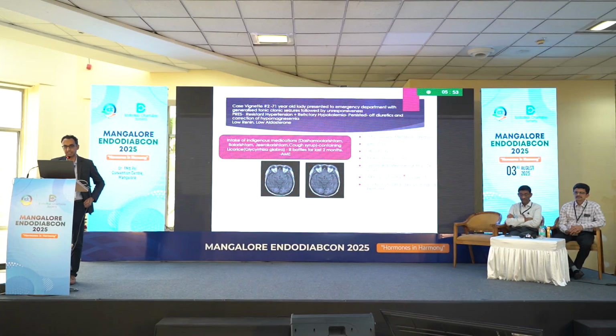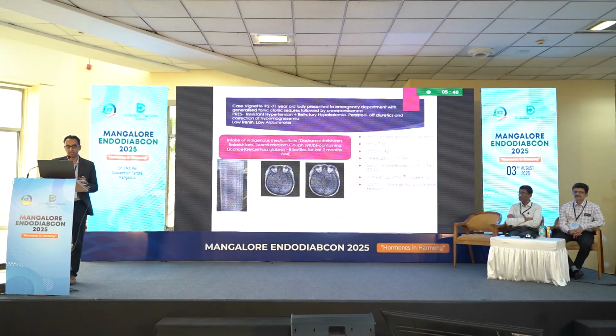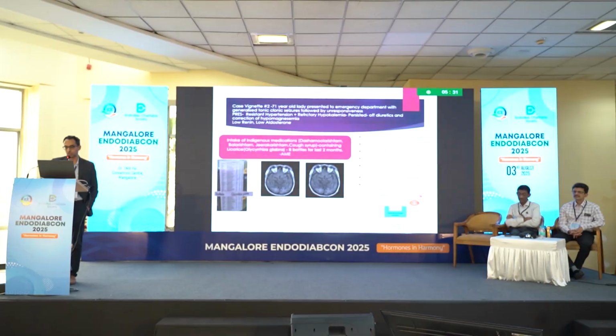She was taking indigenous medication. She was on multiple arishtams, and she was taking 8 bottles for the last 2 months. And why is it important? Because this arishtam contains an entity called Glycyrrhiza glabra, that is licorice. Licorice is a common content of Ayurvedic medications. You can see that this molecule actually inhibits the 11-beta-HSD2 enzyme, which converts cortisol to cortisone.